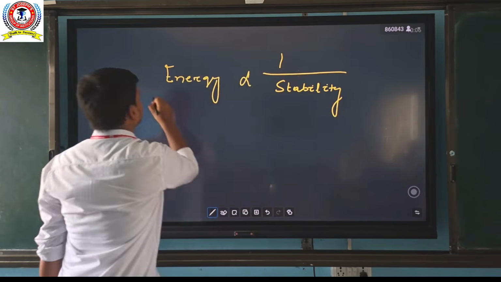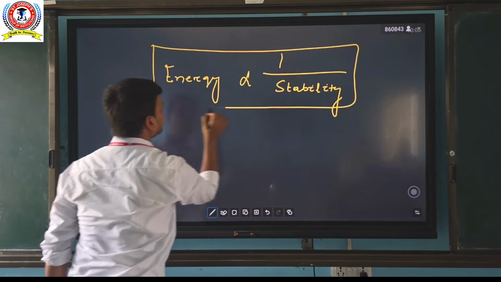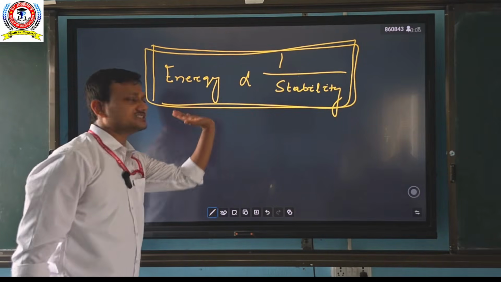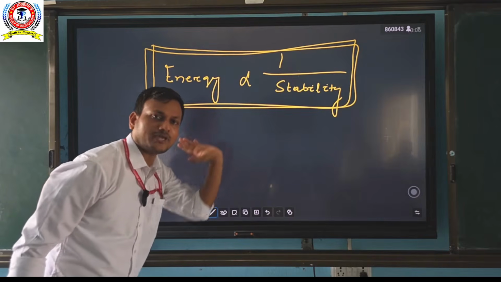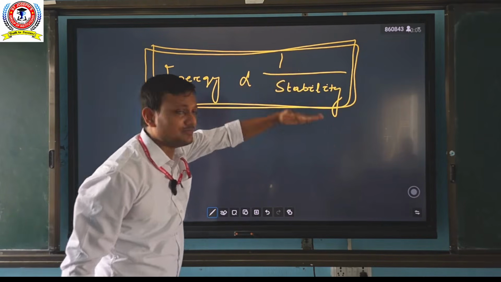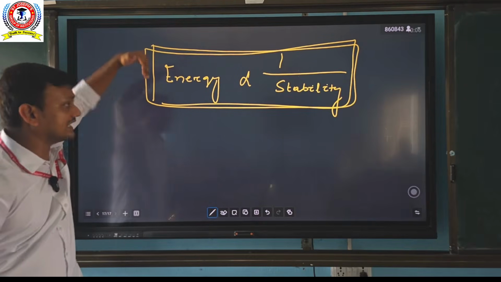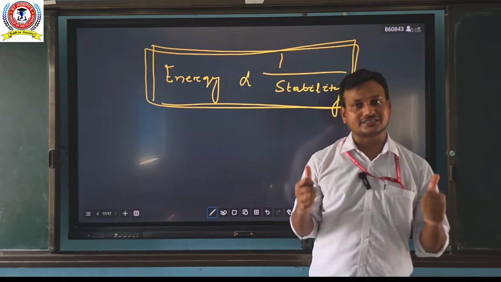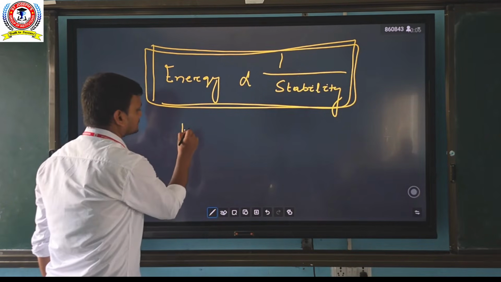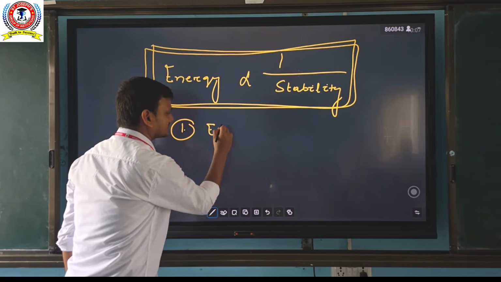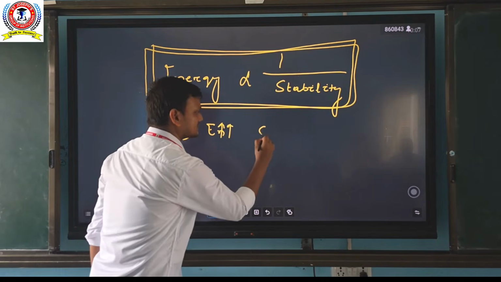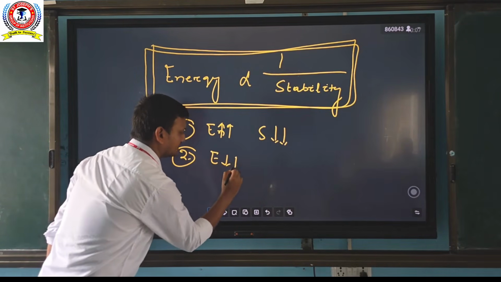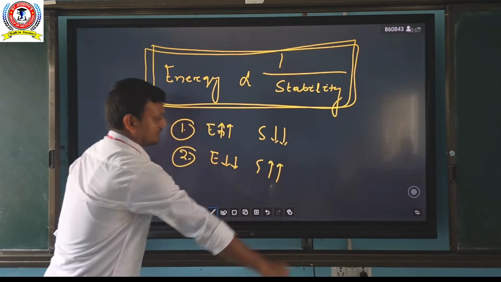That means, students, this is your inverse relation. When energy increases, stability decreases. When energy decreases, stability increases, and everybody wants to stay in stable form.